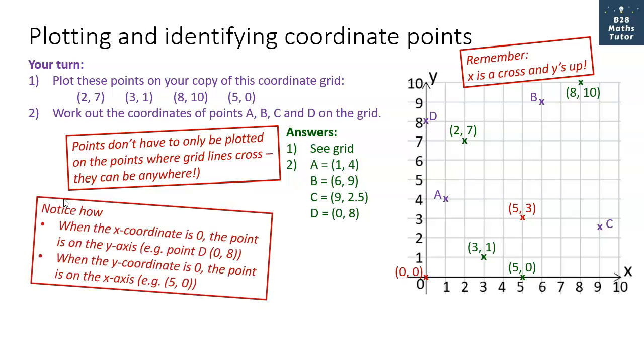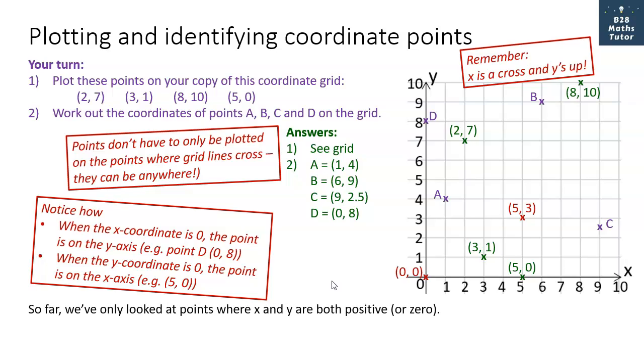So notice we had D, which was 0 across and 8 up, so the x-coordinate was 0 and the point was on the y-axis. And with 5, 0, it was the other way round. The y-coordinate was 0 and the point was on the x-axis. And that's always the case. If the x-coordinate is 0, you're on the y-axis. If the y-coordinate is 0, we're on the x-axis. Useful thing to remember.